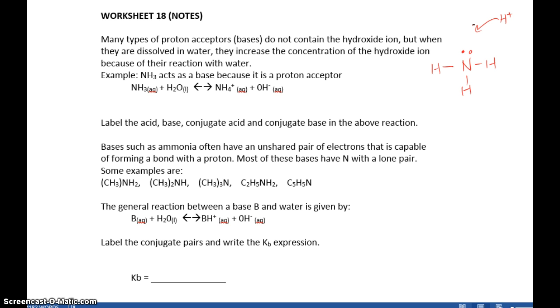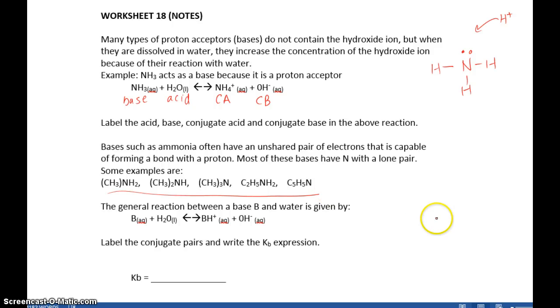It says to label the acid, the base, the conjugate acid, and the conjugate base. We know that ammonia is our base, which means water must be acting as our acid. Our conjugate acid is going to be what gained the proton, and our conjugate base is going to be that hydroxide. Bases such as ammonia often have an unshared pair of electrons that is capable of forming a bond with a proton, just like I showed you up here. Most of these bases have N with a lone pair. All of these here act in the same exact way. They have a nitrogen that has a lone pair of electrons sitting out there waiting for a hydrogen.